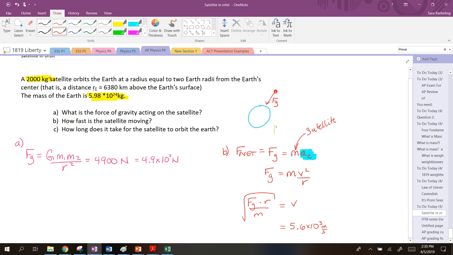Who's going to accelerate more, though? The satellite. Definitely the satellite, because this one's times 10 to the 24th. That's a little bit bigger than times 10 to the 3rd, right? 24 is bigger than 3, right? So this one's going to accelerate a whole bunch more. Now, does this one orbit, does this one experience centripetal acceleration? Yes, but it's very slight.